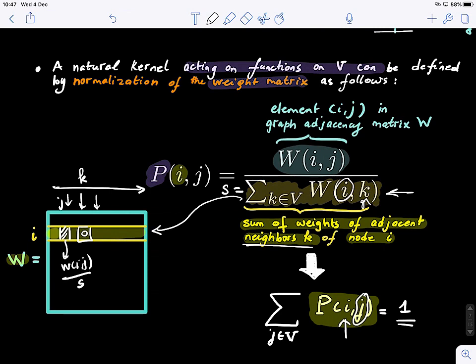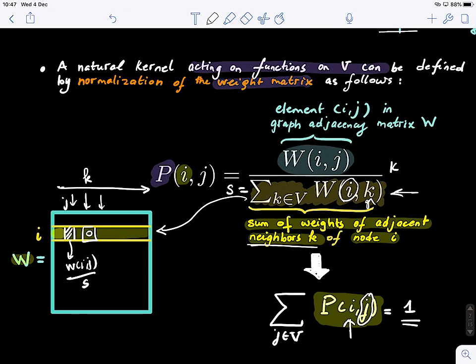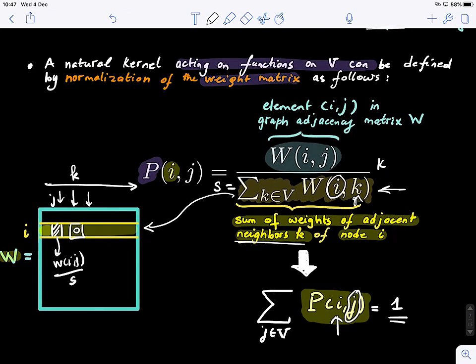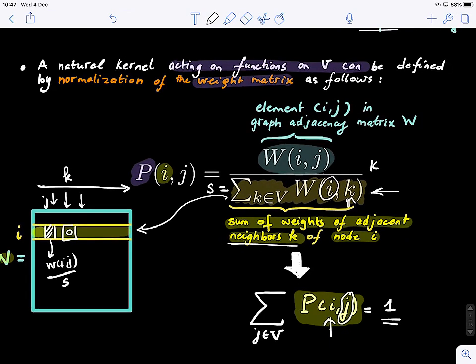You need to know how to compute these things, calculate them. So when I add up, I'm looking at all the, like, K can be I, right? So in this example, actually here I should correct this. K belongs to the set V. So sum of weights of adjacent neighbors K of node I, including self-adjacency.